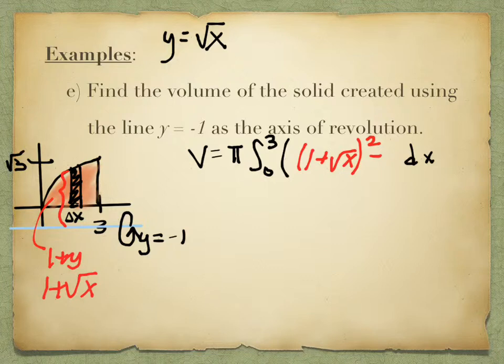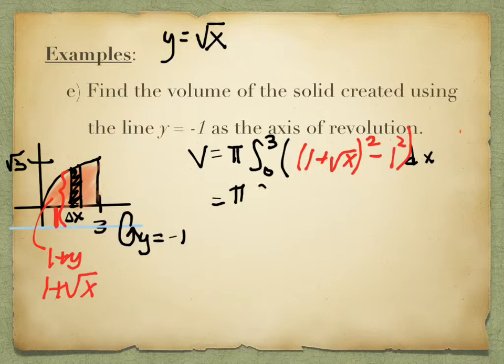And then what is my inner radius? Yeah, it's 1, right? It's this distance right here. So this is minus 1 squared. So we get to square something with square roots in it now. And I know that you really want to just distribute that square, but you still can't. Okay? Still have to FOIL.